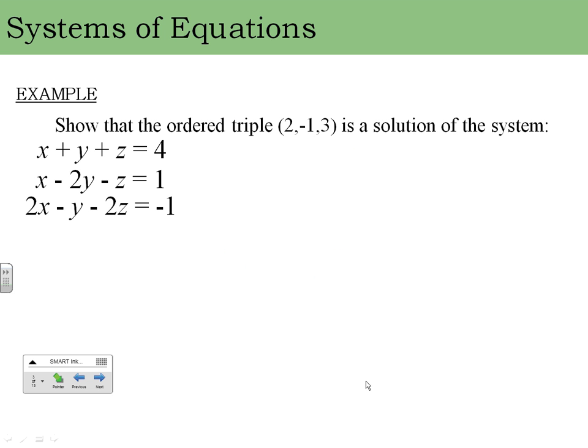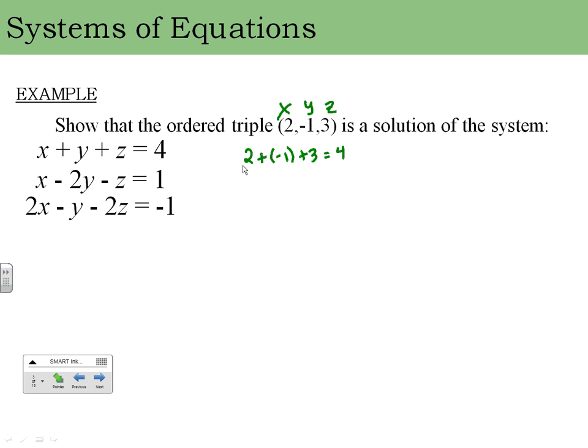Now we have an ordered triple, which is when we have x, y, and z. So that's my x, my y, and my z. And I want to plug into these three equations to see if these really are solutions. So the first one I'd have 2 plus a -1 plus 3 equals 4. And I want to find out, does that really equal 4?